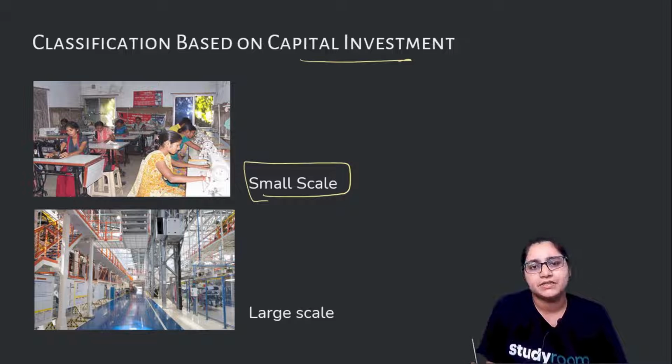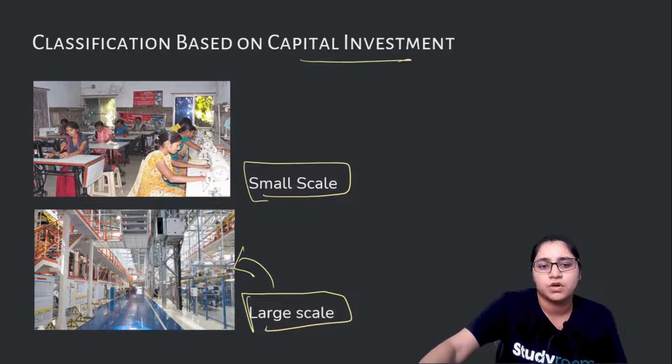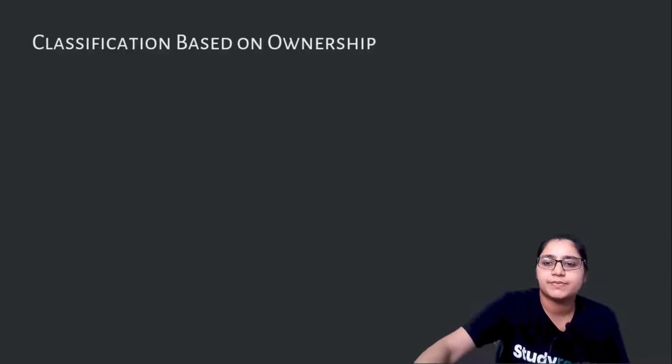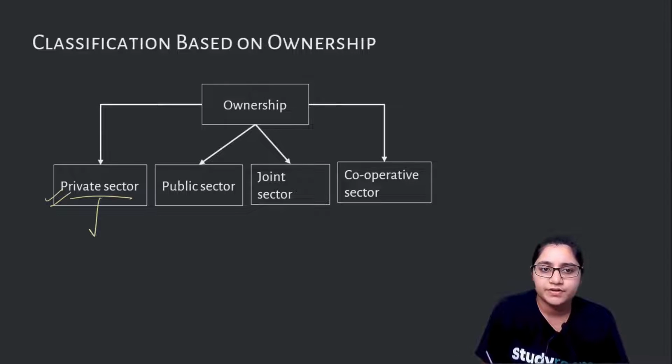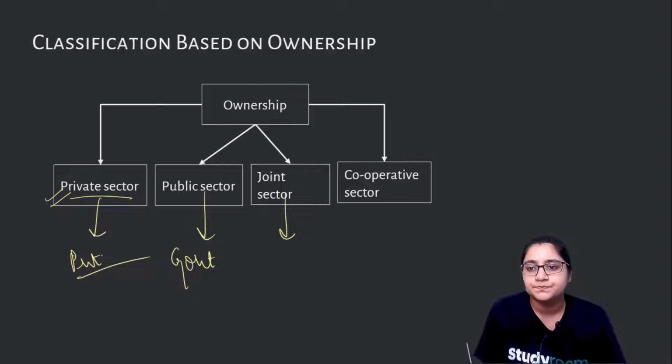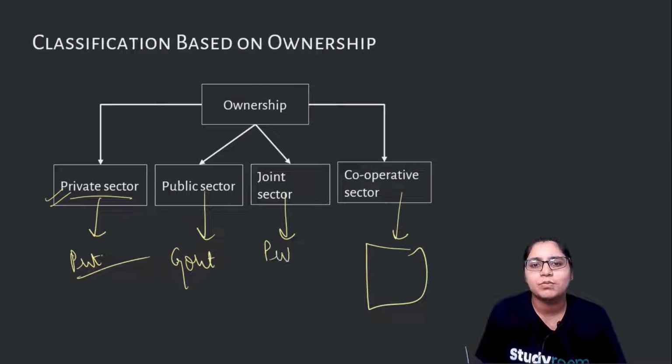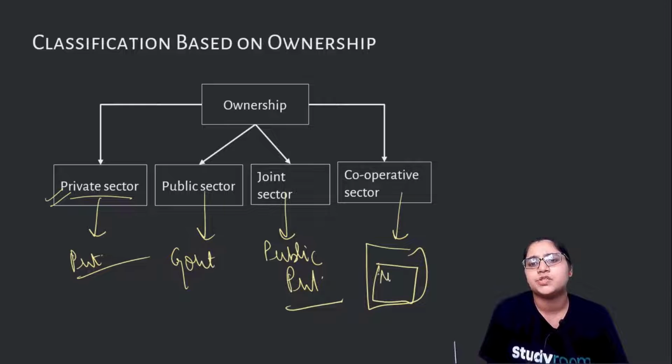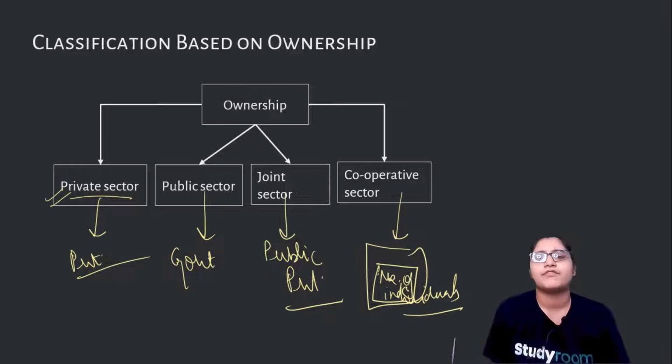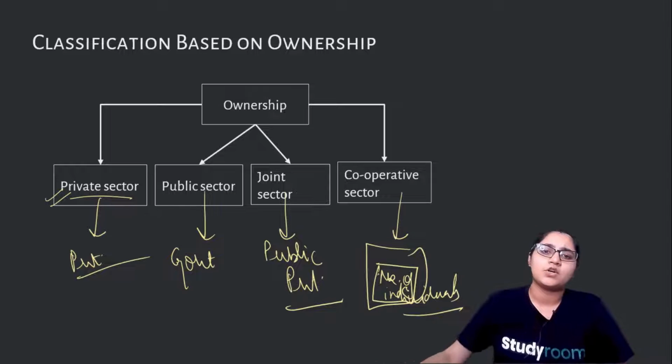Then your classification based on capital investment: small scale, when a small investment is needed. Large scale, where large land and large technology are used, and all of that. Then there is a classification based on ownership, where the private sector is the owner of it. It is a private firm. Public sector would be your state, that is, government owned. Sometimes joint sector also occurs, where public and private both come together. And there is the cooperative sector, which is a number of individuals collaborating with each other. So that would be a number of private firms together and working on their own. So that is a cooperative sector. All right.